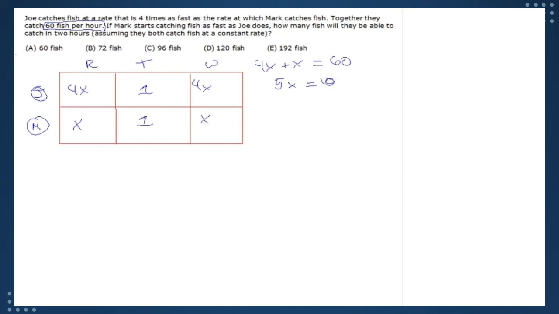Now we can fill that back in, and we would say 4X is 48, and we would say X here is simply 12. Now here's the kicker. If Mark starts catching fish as fast as Joe, we have 48 plus 48 because they're both working at a rate of 48 fish per hour. How much would they catch in 2 hours? That becomes 96 times 2, which is 192 fish.